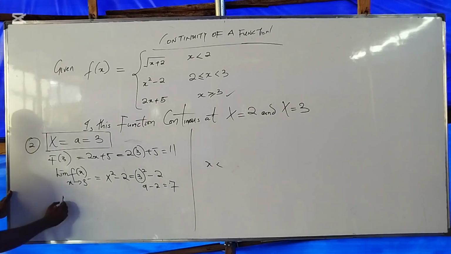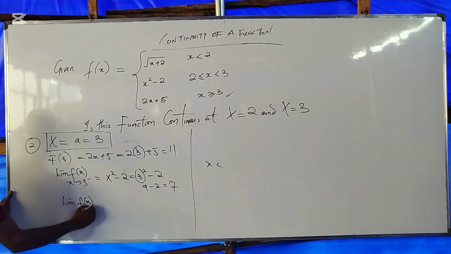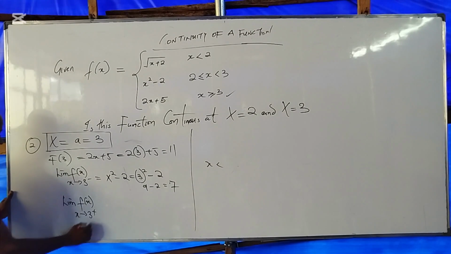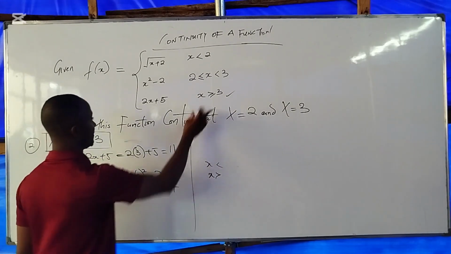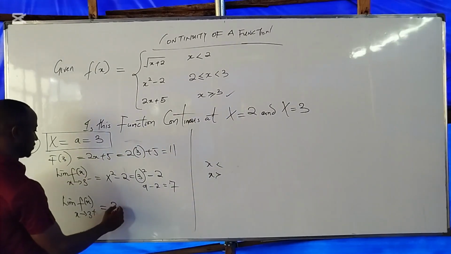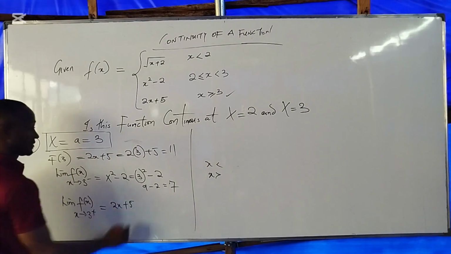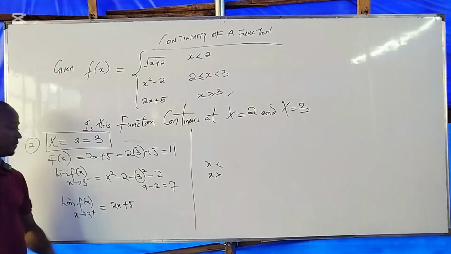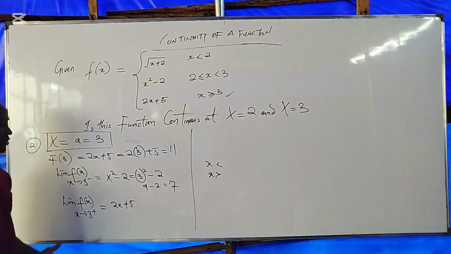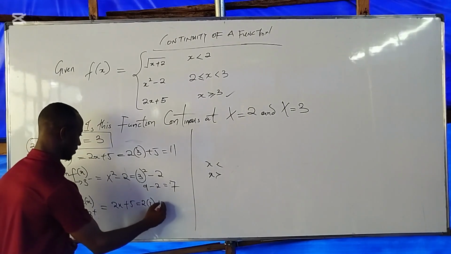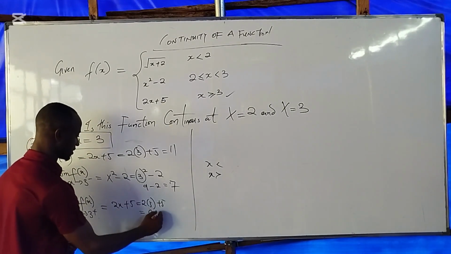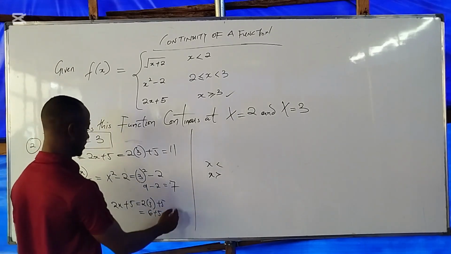Okay. Now let's look for the limit of f of x as x approaches 3 on the right hand side. On the right hand side simply means x is greater than 3. So that means we're going to use 2x plus 5 to solve for the limit of f of x as x approaches 3 on the right hand side. So that means we have 2 times 3 plus 5. This will give us 6 plus 5, which is equal to 11.